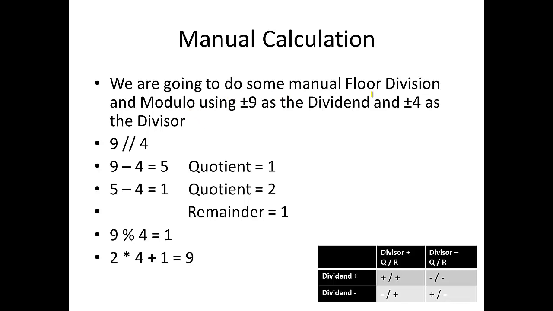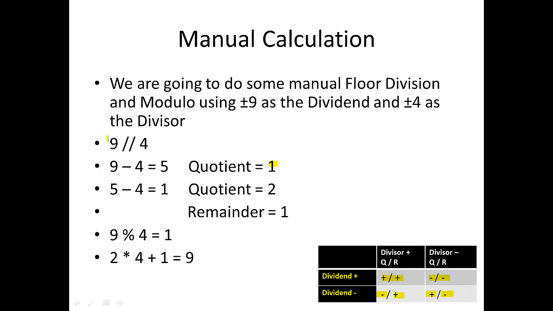We're going to do some manual floor division and modulo using plus and minus 9 as the dividend and plus and minus 4 as the divisor. Down here you'll see a table that shows dividend and divisor. Now if the dividend is positive, then both the quotient and the remainder will be the same. If the divisor is positive, then they're both positive. If the divisor is negative, they're both negative. If the dividend is negative, then the quotient and remainder are opposite. If the divisor is positive, so is the remainder. Therefore, the quotient is negative. If the divisor is negative, so is the remainder. Therefore, the quotient is positive.